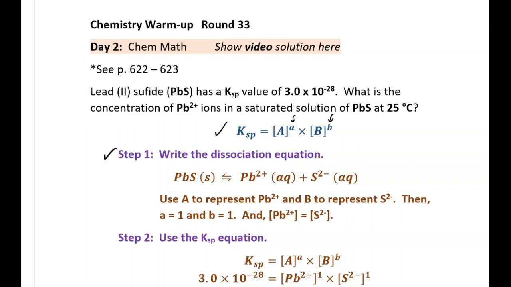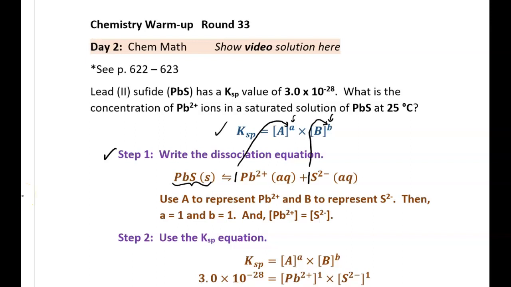So in step 1, let's get that dissociation equation. Let's just simply show what's created when lead sulfide solid dissolves. It breaks up into lead ions and sulfide ions in a 1-to-1 ratio. And these ones end up being those exponents.